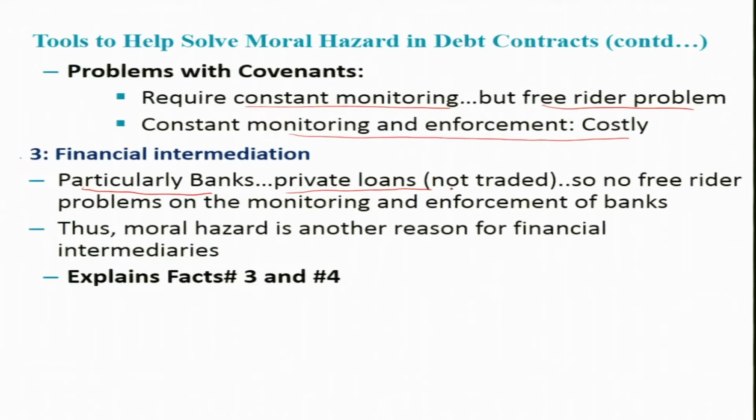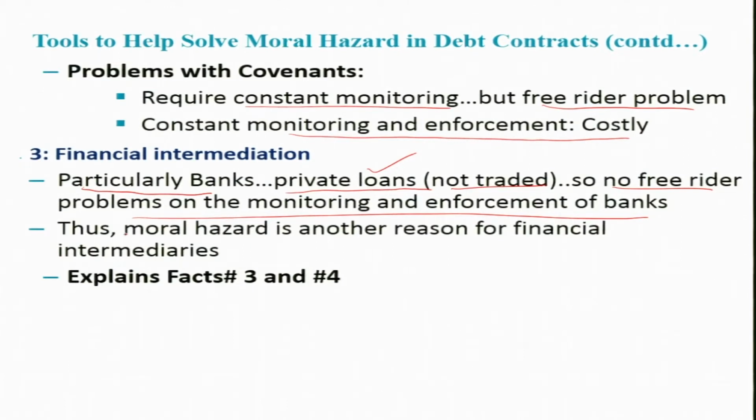Actually, this is not traded in the market, so these are private loans. So there is no free rider problem on the monitoring and enforcement of banks. If a bank monitors a customer who has taken a private loan, no one is going to exploit the outcome, because this is only for a private loan, so there is no free rider problem at all on the monitoring and enforcement of banks.